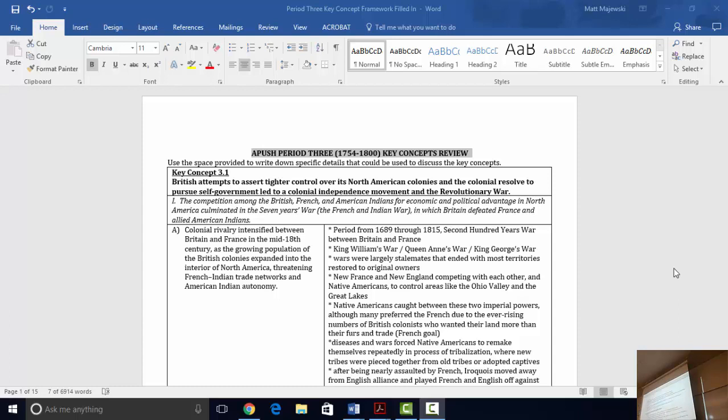Yeah. Remember, he surprises those Hessians who are asleep in their cabins. Some of them, if you recall, were sleeping off some celebrations from Christmas Eve before. Alrighty, and so it's a major shot in the arm for the American cause at a time when the Americans needed it, because there's a lot of folks questioning whether we can be successful.